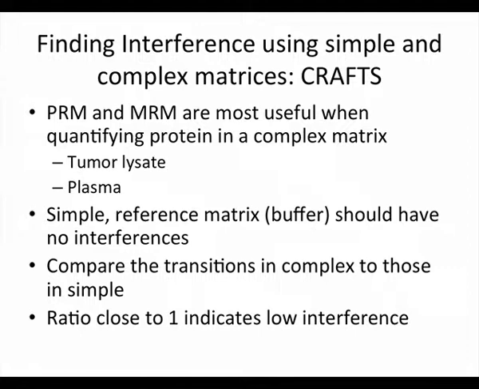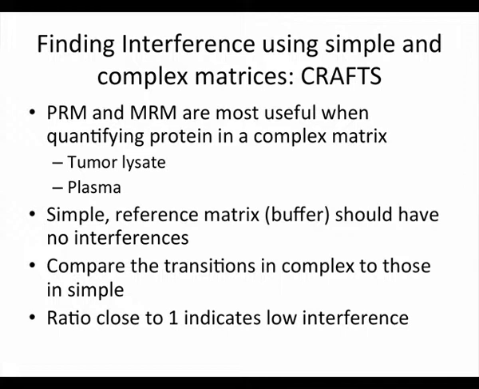So PRM and MRM are most useful when we're looking at a complex matrix, right? When we're doing this kind of experiment, most of the time we're looking at tumor lysate or blood plasma. That's what most people working in proteomics do; they're not working in buffer, right? So what we and our collaborators have done is use buffer, not tumor lysate, as a reference, because it shouldn't have a lot of random peptides floating around.